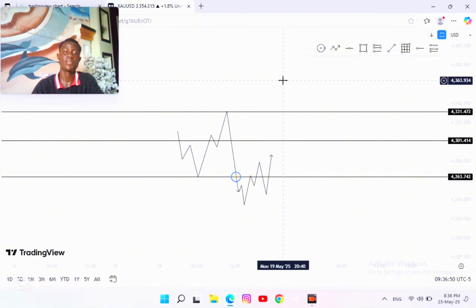So this is simply my setup for a buy continuation, sell continuation, and also for reversal buy and reversal sell.